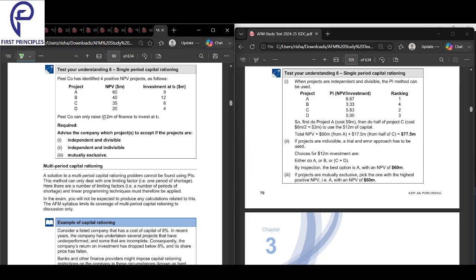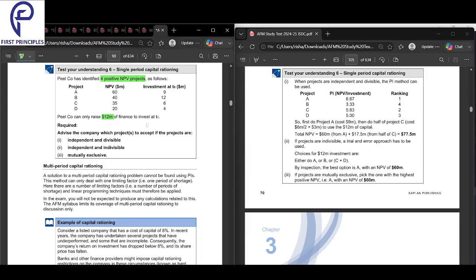And they can only raise 12 million. If you do all the projects, you need totally 31 million, but they can only raise 12 million. So now they have to be smart about where to invest how much money. To do all the 4 projects, they need 31, but they can only raise 12. So they can't do everything right now.